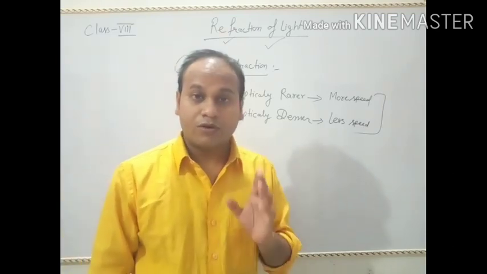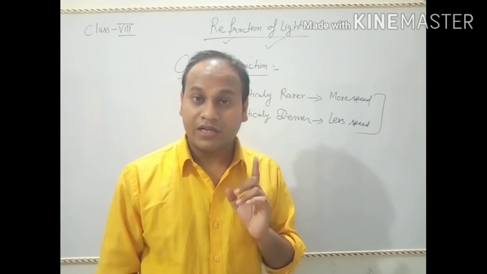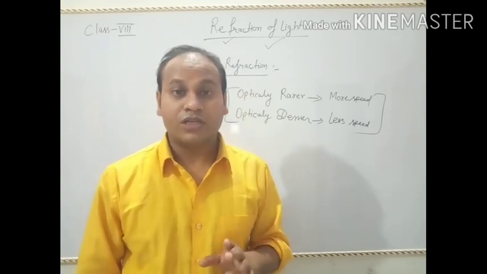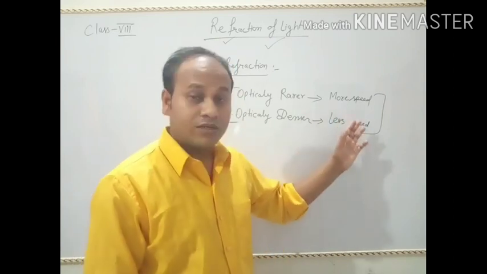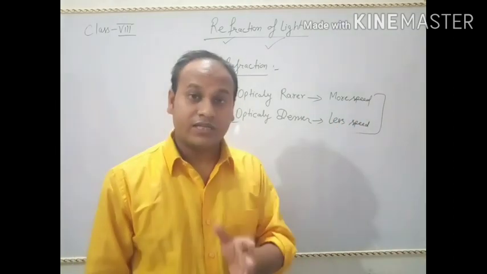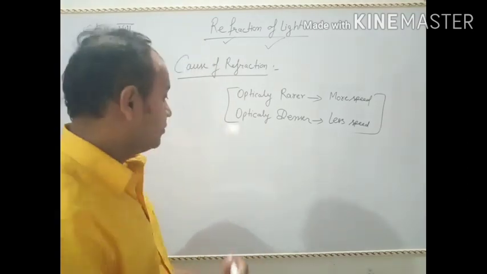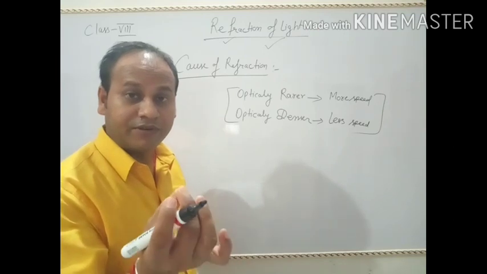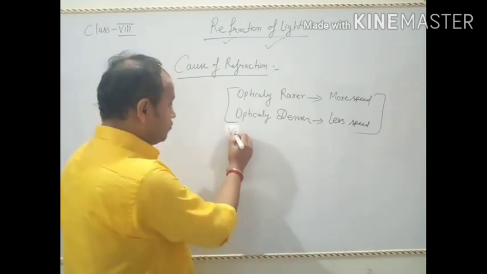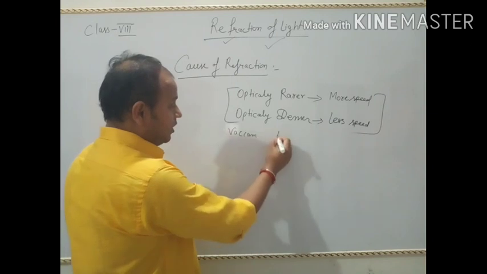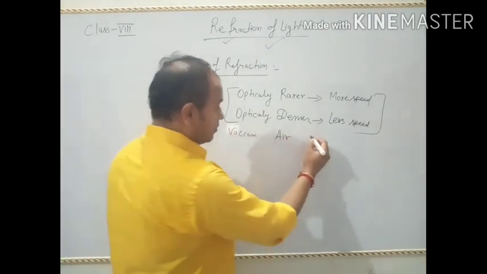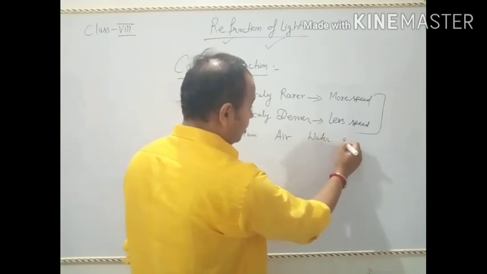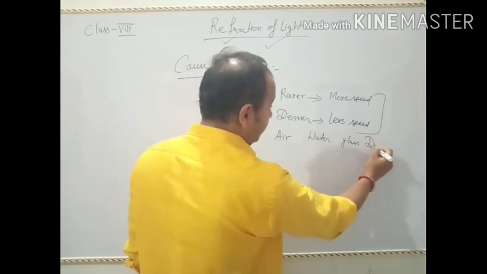So there are two mediums, optically rarer and optically denser, and these are the main cause of the refraction of light, because in an optically rarer medium there is more speed, and in an optically denser medium there is less speed. Let us see some examples. We have different types of refracting mediums, like vacuum, air, water, glass, diamond.